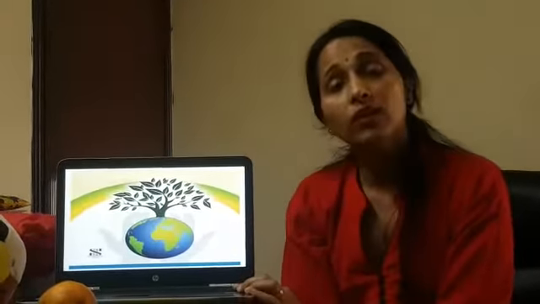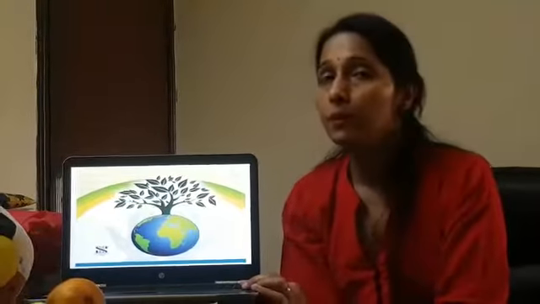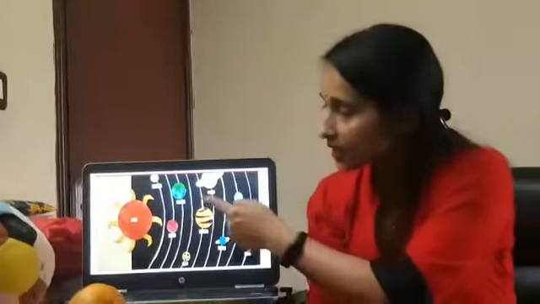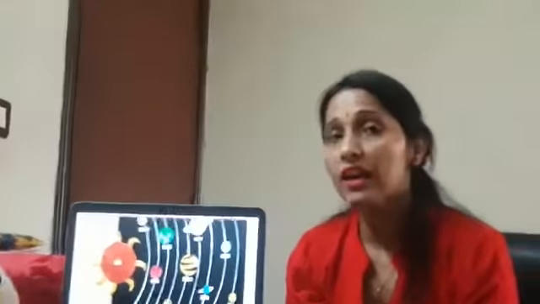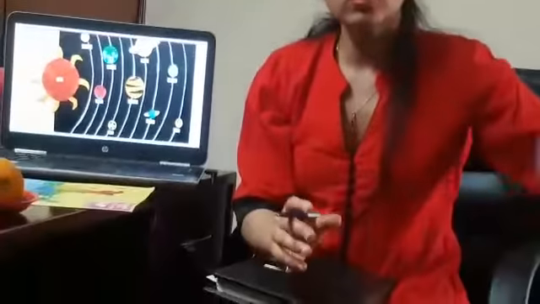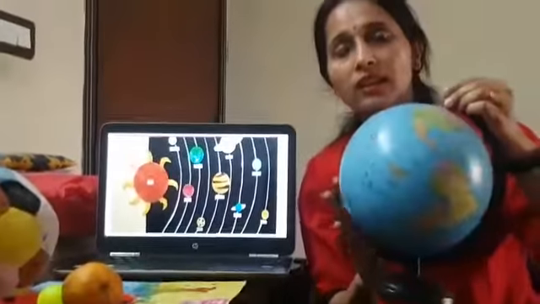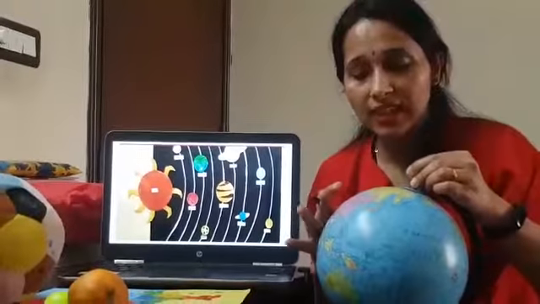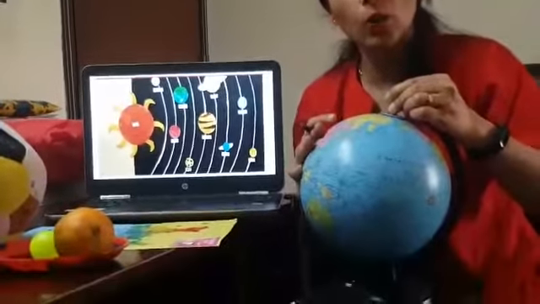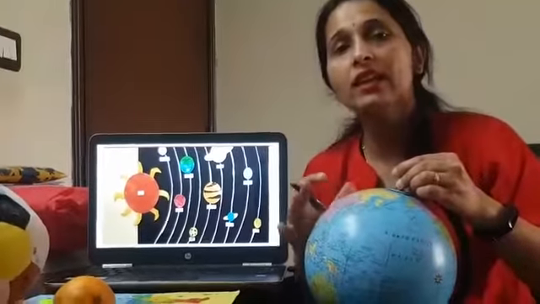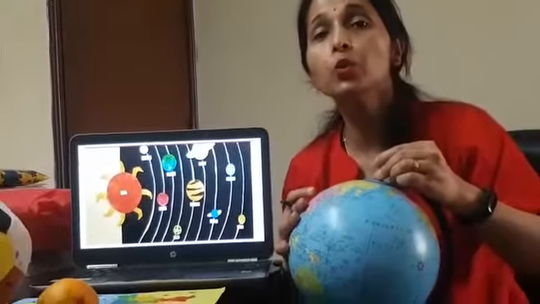Right? So we live on the Earth with different kinds of birds and animals, and it is the third planet from the Sun in our solar system. It is the only planet where life exists. Now, students, do you know what this is? You must have already seen it in earlier classes also. This is a globe. So Earth is like a globe. It is round, or you can say it is spherical in shape. Earth is a huge globe.